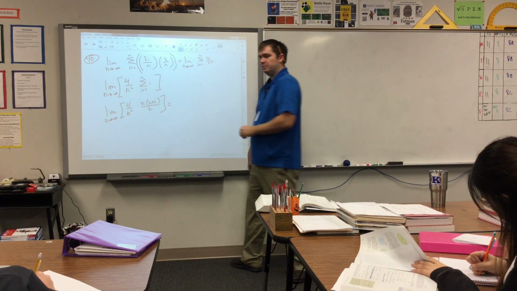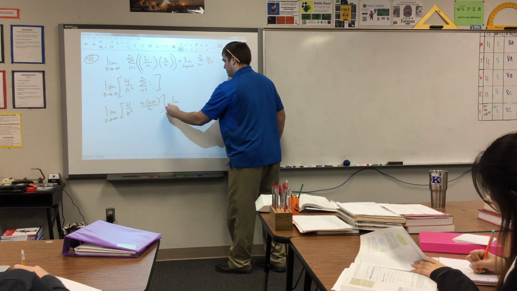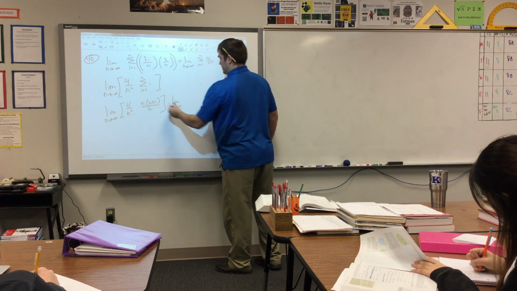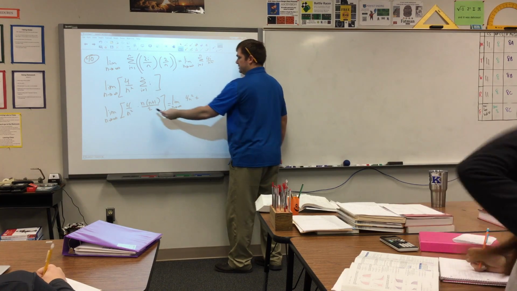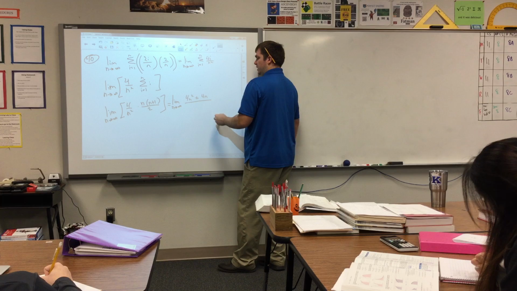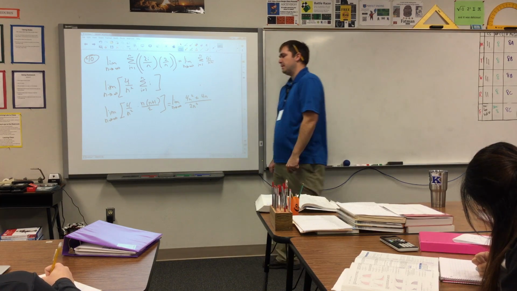Now we're going to get into a little bit of trickery here. So limit as n approaches infinity. This is 4n times n plus 1. So the numerator is going to be 4n squared plus 4n. The denominator is going to be 2n squared.